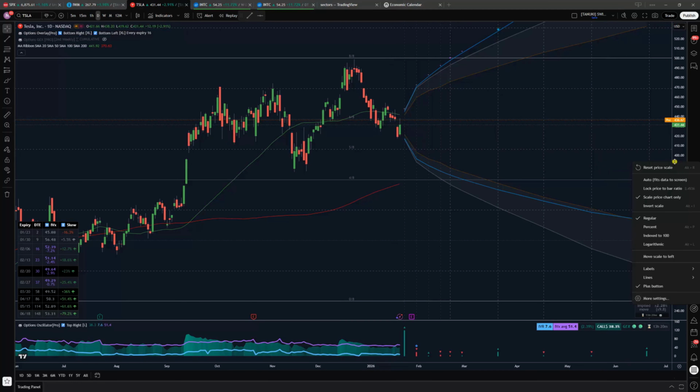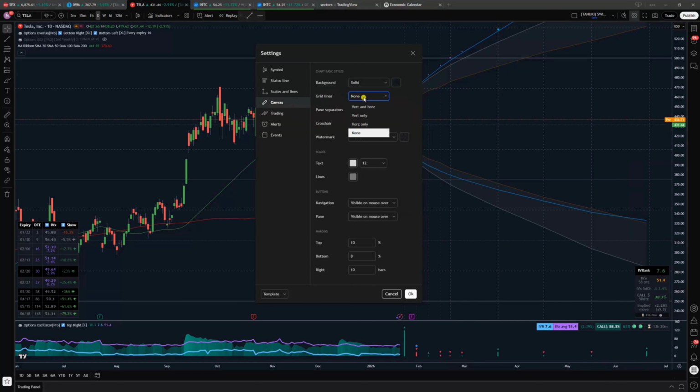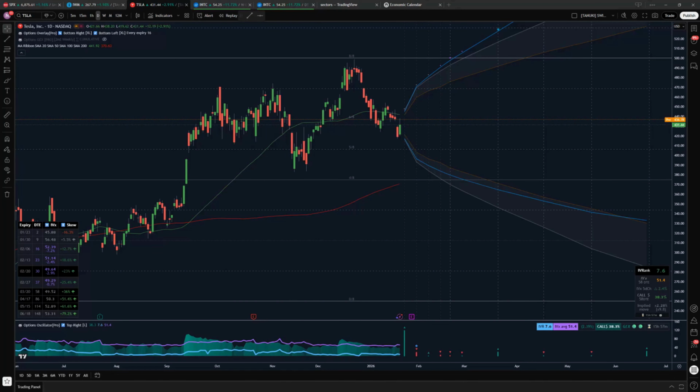The general grid lines in TradingView can be disabled in here. If you go to Canvas and grid lines, you can say none. If you don't want to see the grid lines of TradingView, you can disable it here and use our grid system that shows you the horizontal Murray Math lines and vertical expiration lines.